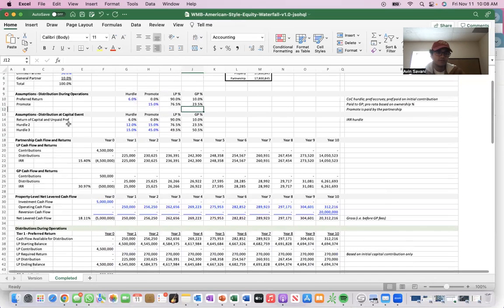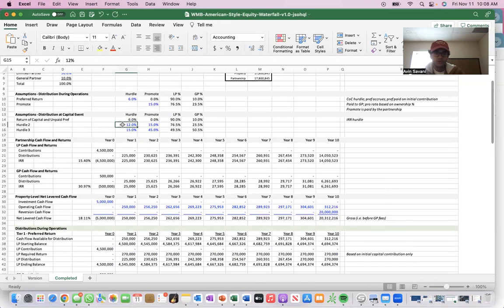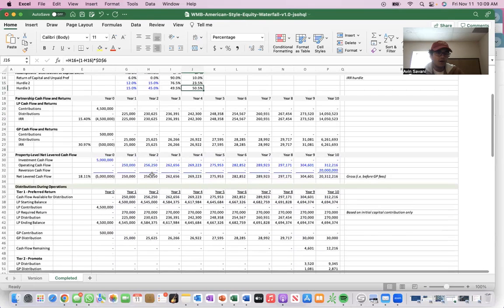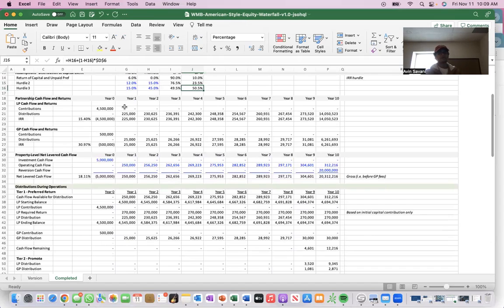So basically, if you get over a 12%, between a 12 and 15%, then the GP is going to get 23.5% of all of the capital, right? If it's hurdle number 3, then the GP is going to get 50.5% of the capital, right? So this shows you how much you're actually viable to make, right? And then the partnership cash flows and returns. So this is kind of cool.